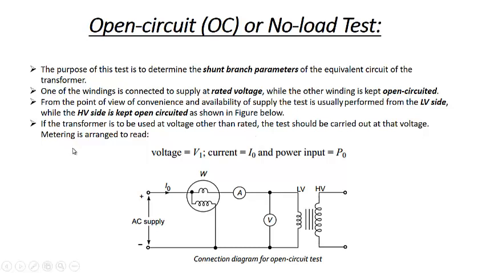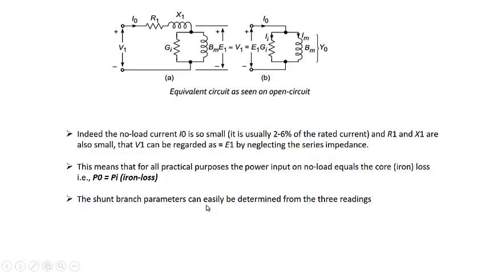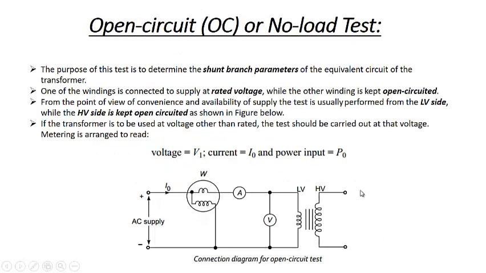The meters are arranged so that the voltmeter V reads the voltage. The ammeter A measures the current I0, that is the no load current or exciting current, and the power input is measured by the wattmeter W. One more thing we need to be ready with is the actual equivalent circuit of the transformer during this no load test.